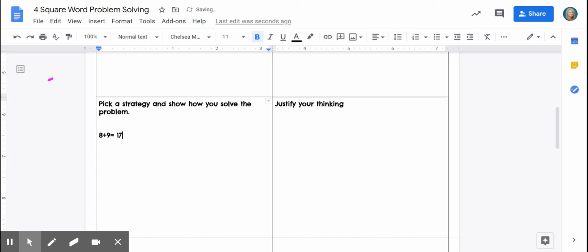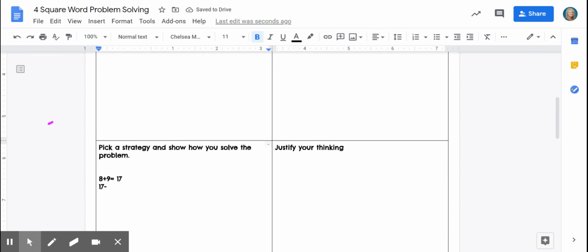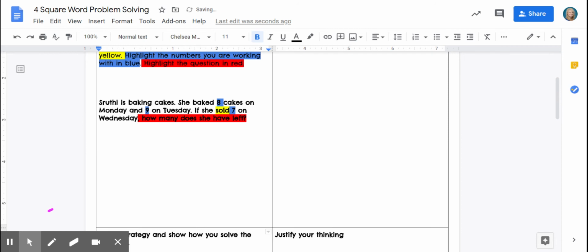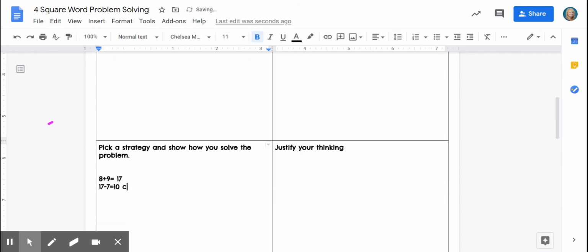So I have 17. Then the next thing she did is she had her 17 and she sold. How many did she sell? 7. And I'm going to figure that out. Well, 17 minus 7 equals 10. So I think she has 10 cakes left.